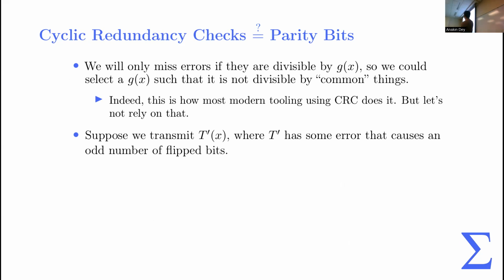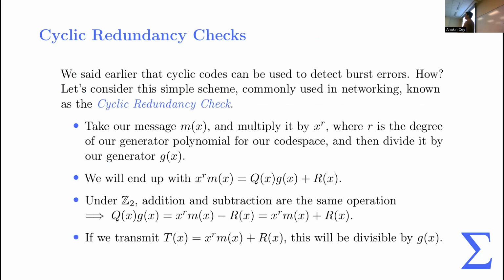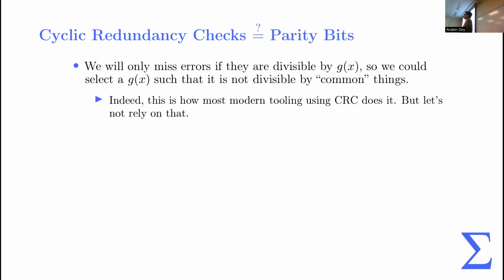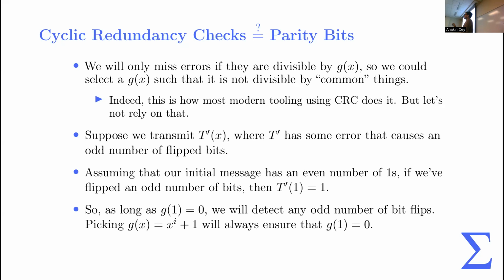So suppose we transmitted T prime of X. We don't really care about the case where this sum, which I probably should have written on the slide, isn't divisible by G of X, because if it's not, there's an error, we've caught it, we're good, we can move on. We only really care about the case where it is divisible by G of X. So suppose we transmitted T prime of X, where T prime has some error that causes an odd number of flipped bits. Let's assume for a second, and this is sort of circular reasoning but we'll get back to it, that our initial message has an even number of ones.